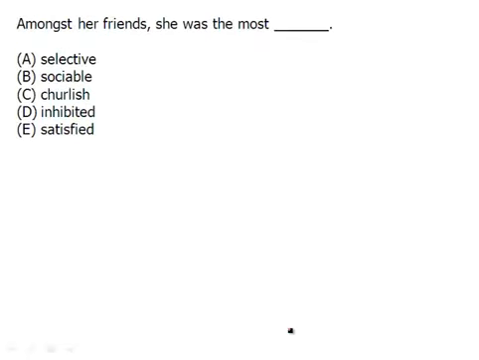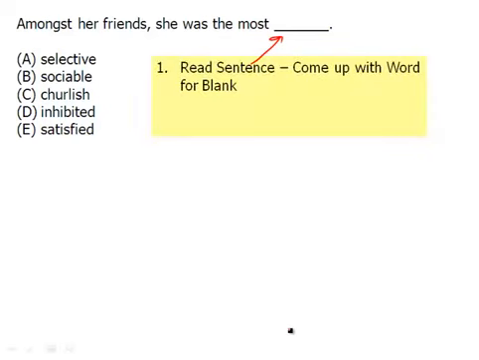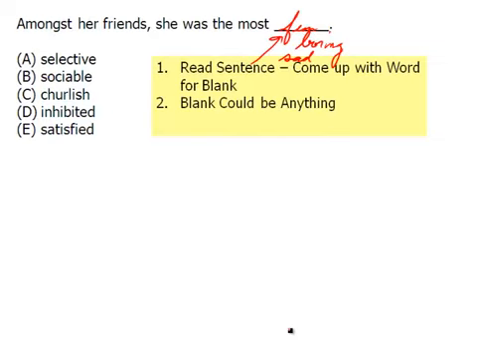So first off, let's meet what looks like a text completion. Amongst her friends, she was the most blank. So what should I do? Well, I should try to come up with a word that goes in the blank. Well, her friends are kind of boring, I'm guessing, so she was the most fun. Well, maybe her friends were actually the fun ones and she was the most boring. Or perhaps it has nothing to do with fun or boring. Maybe she's just really sad, or wait a second, I could go on forever because she could be anything. That is, any word could go in the blank.